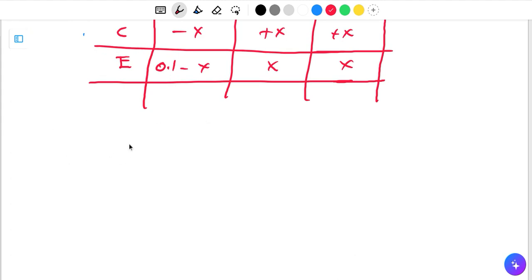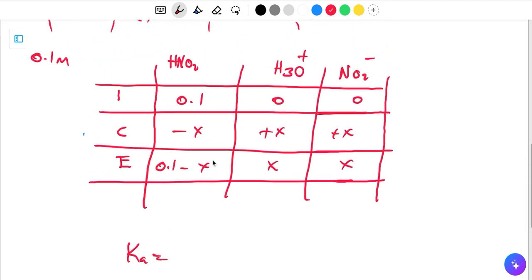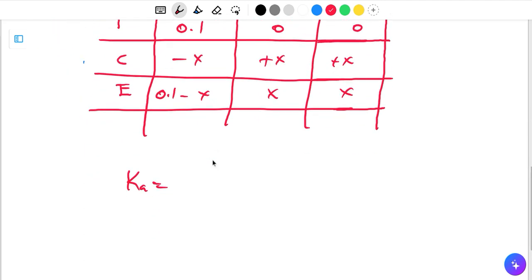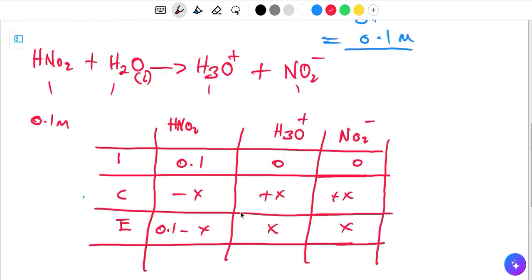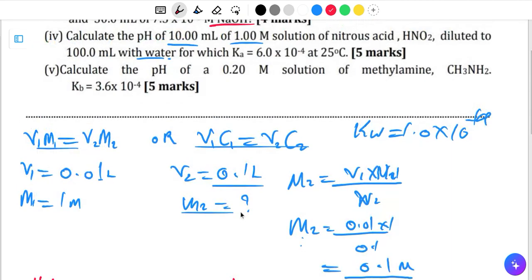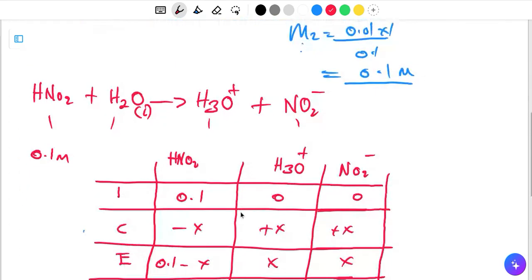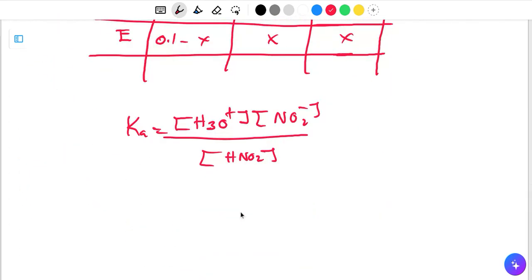What is our Ka expression? Ka expression is equal to product over reactant. So in terms of the product, we have hydronium ion and nitrogen oxide ion. Then on the down part, for the reactant, we have nitrous acid. But remember, the question has given us the value of Ka, which is 6.0 multiplied by 10 to the power negative 4. So we can replace it, then this is equal to.